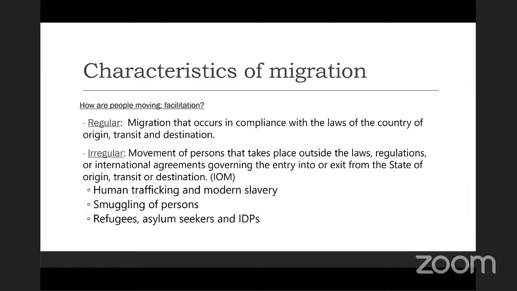Moving on to characteristics, I thought it's important for us to touch on facilitation. I see we're already 47 minutes. The time really flies. And here I'm asking the question, why are people moving? How are people moving? The IOM has two ways to talk about flows of people moving. So you have regular migration, which would be occurring obviously in compliance with the law. So you look at what is the law of that country, origin, transit, and destination. What does it say about movements? And therefore, that particular movement is happening in accordance with the laws of that country.